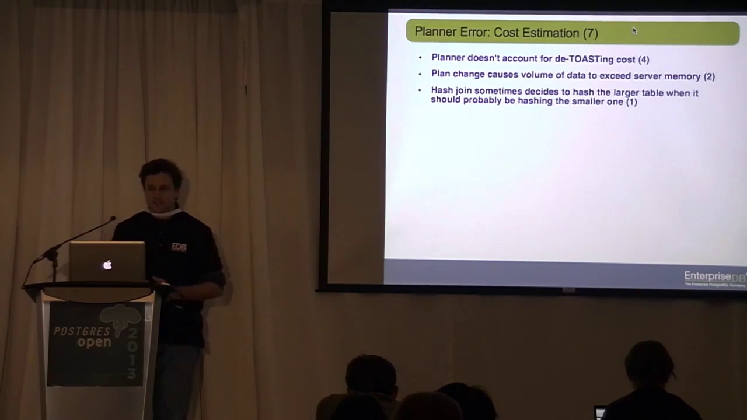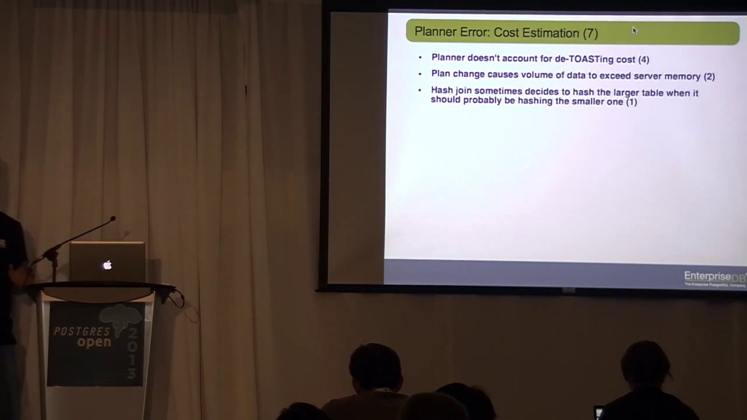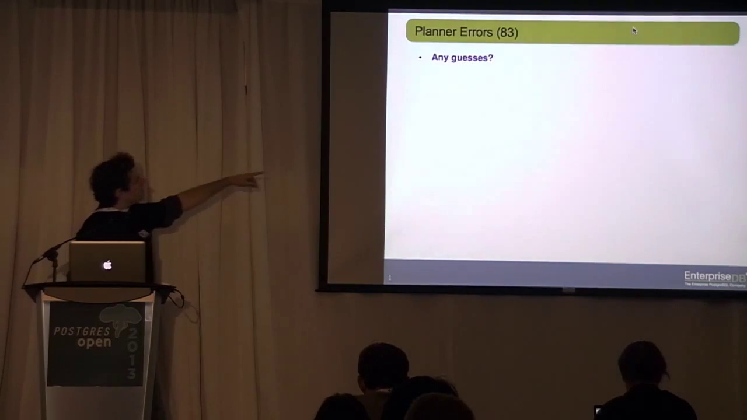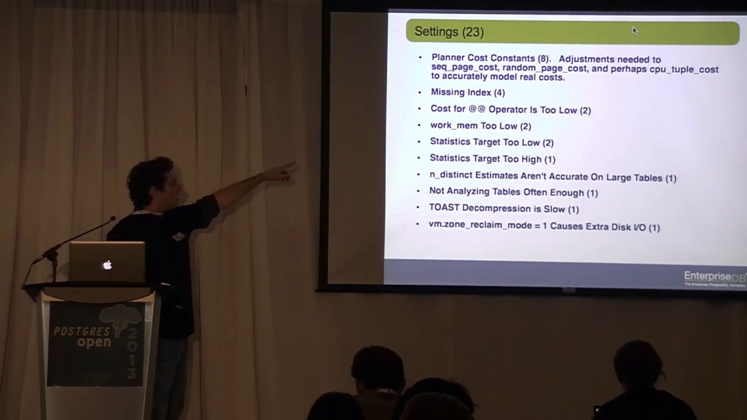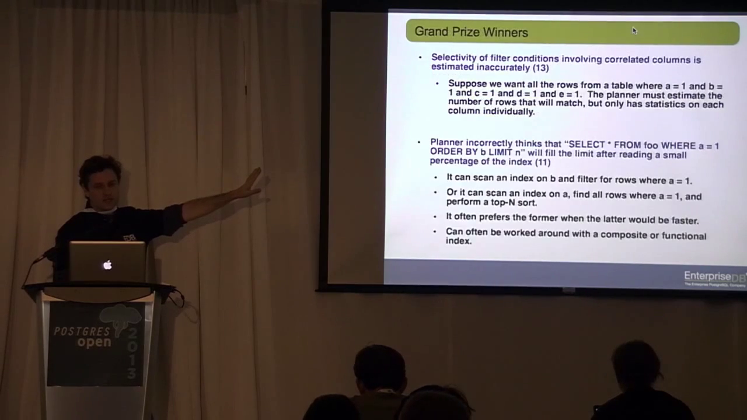Okay, cost estimation errors. There weren't a lot of these, but there was a clear winner. The planner does not know that detoasting is expensive. This actually is closely related to the issue about the cost for the at operator being too low. They may actually both be complaining about the same thing in different ways.